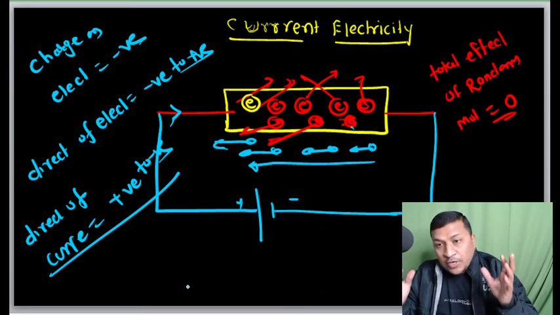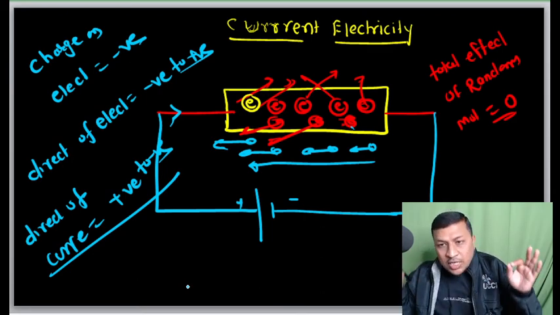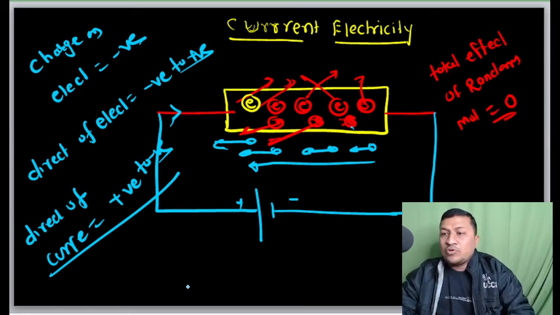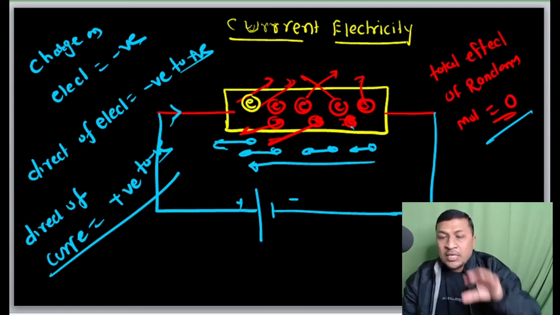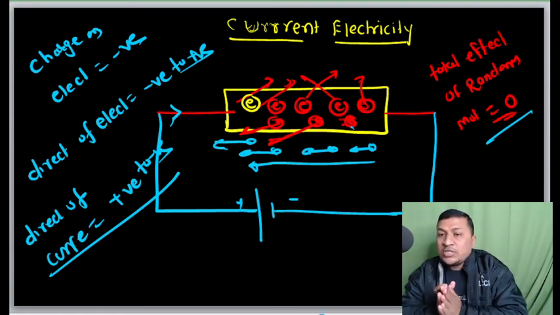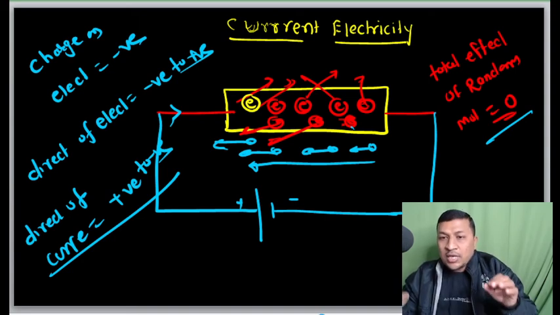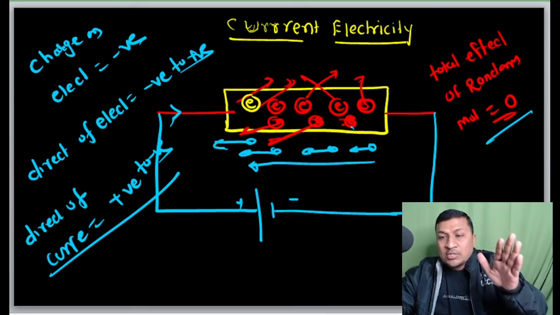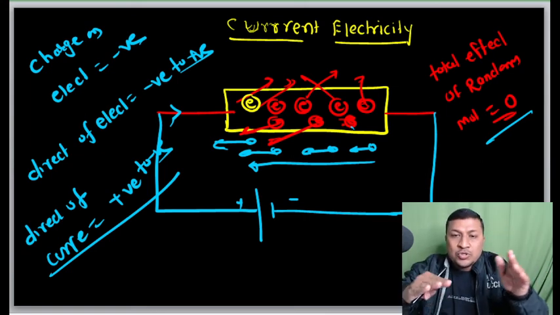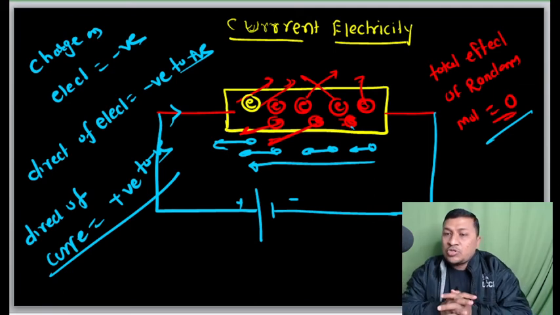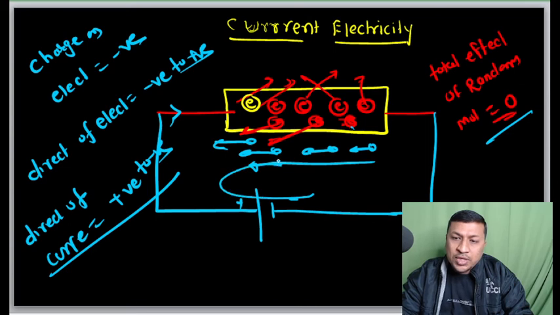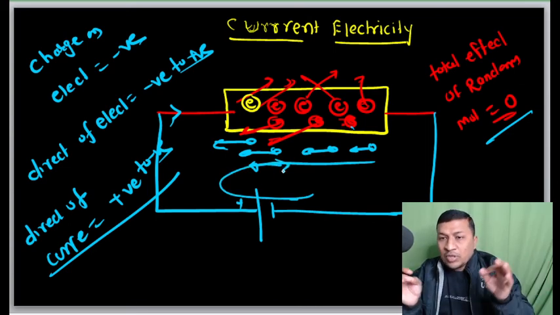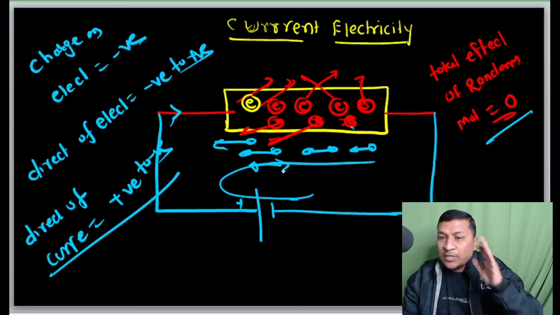Because when no power supply is connected, the electrons are in random motion, and because of this random motion the total effect becomes zero. But when you connect the positive and negative terminals of the battery, every electron is attracted towards the positive terminal. So there is no random motion; electrons flow from negative to positive. The opposite direction of the motion of electrons is the direction of current, so current flows from positive to negative. This is the concept of how current flows through a conductor when the battery is connected.